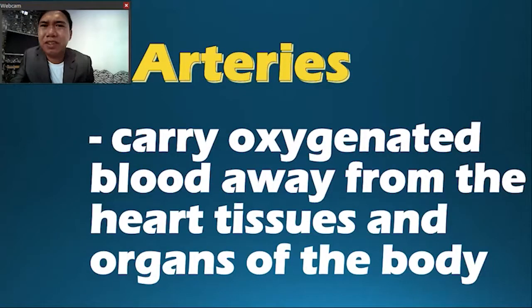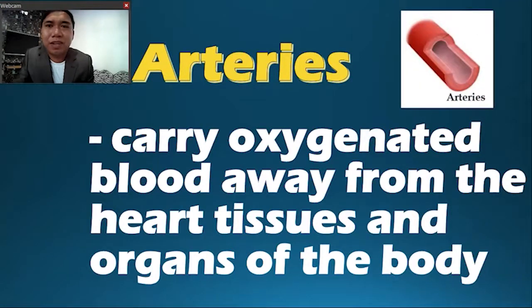Now, what are arteries? Arteries carry oxygenated blood from the heart to the tissues and organs of the body. When you look at the heart of a person, you will notice that there is a big tube, and that tube is what we call the arteries. The arteries have a bigger diameter than the other blood vessels. Here is an example of arteries.